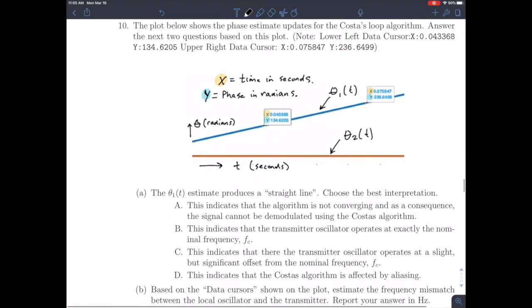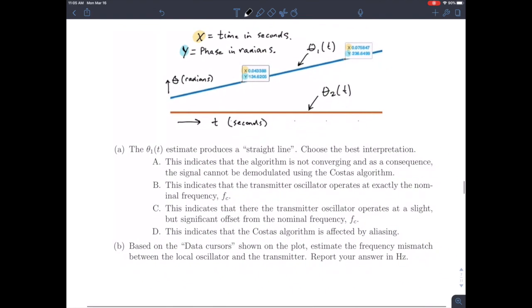Okay, so let's go through these one at a time. On part A, the theta 1 estimate produces a straight line. Choose the best interpretation. A, this indicates the algorithm is not converging, and as a consequence the signal cannot be demodulated using the Costas algorithm. Well, we saw from the project that's not true. So we eliminate that one.